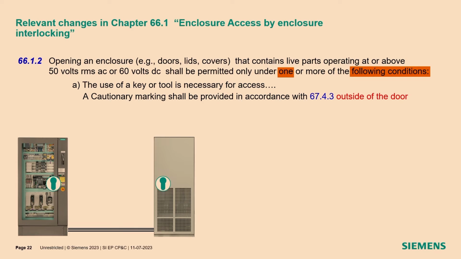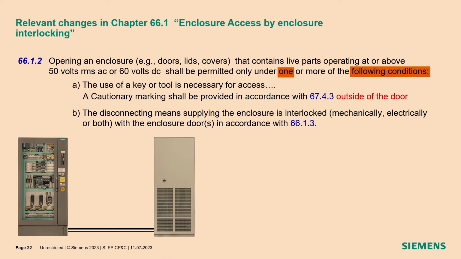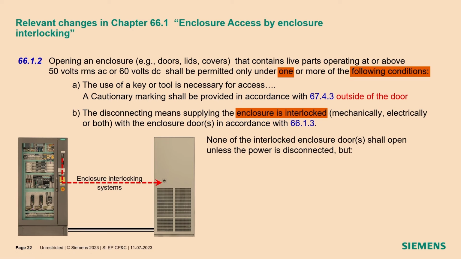Now let's come to the next enclosure access. Maybe you don't like to use a key or a tool, or your customer doesn't like this. Then you have the option to use an interlocking system for the door. That means that the main disconnect interlocks all the doors in a way that none of the doors shall be open unless the power is disconnected.